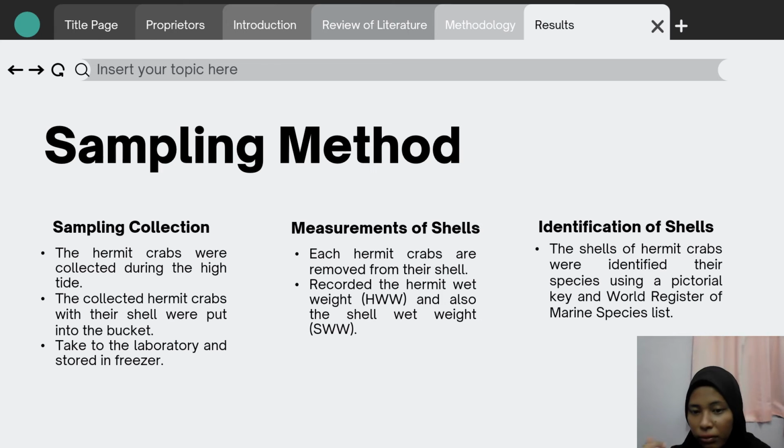And next, identification of shells. The shells of the hermit crabs were identified to species using a pictorial key and the World Register of Marine Species list.